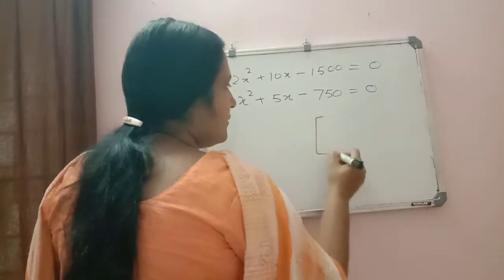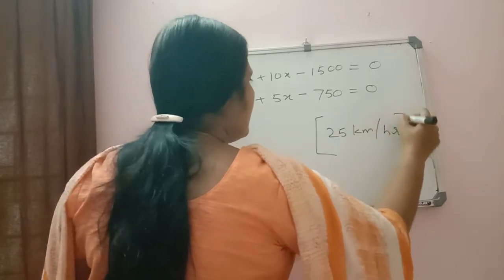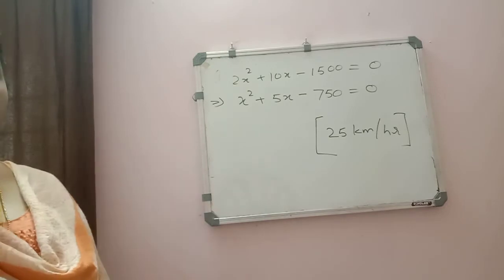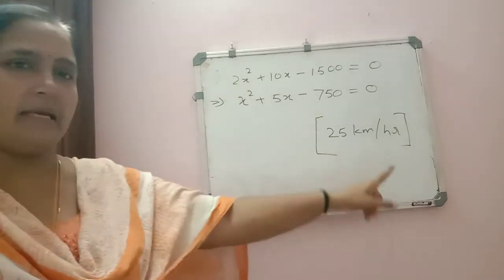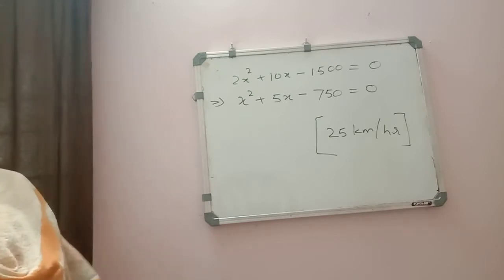So after solving, you will get the value of x as 25 km per hour. At last, write down the answer statement. Original speed of the train is 25 km per hour. I hope the method is clear to you.